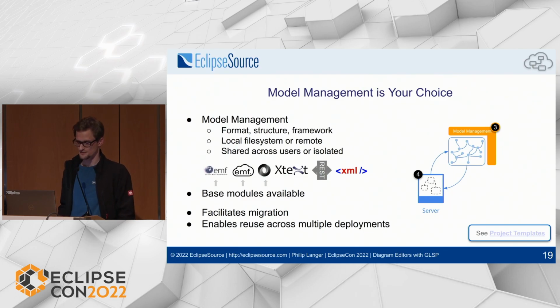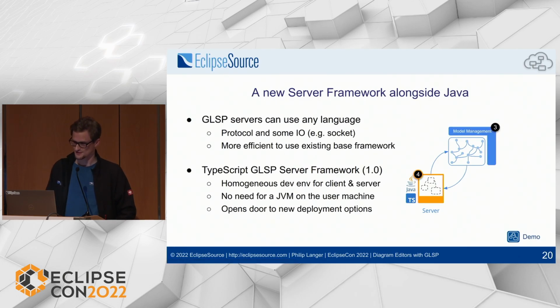And last but not least, and I've seen really cool examples of that, it also enables reuse across multiple deployments or distribution channels where some of your users are using a local file system with EMF, but other users use these diagrams as documentation. They use then a REST service, and you can still reuse the same components except for the model management, and basically have a second model management implementation that then, instead of using EMF, reads this information from a REST service for providing documentation. Right, and last but not least, I already mentioned that there is a new server framework alongside Java.